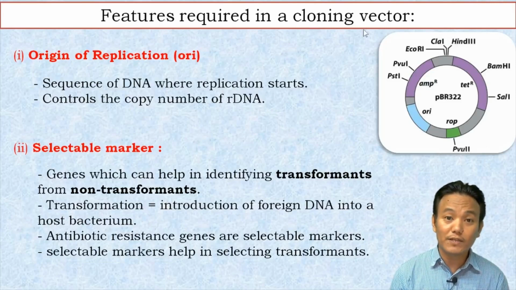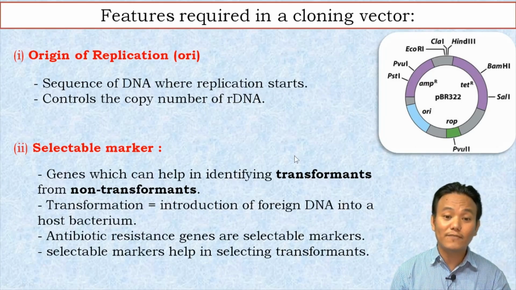Remember, the cloning vector does not belong to the host bacterium. Scientists are trying to introduce the cloning vector into the host bacterium. So for the host bacterium, the cloning vector is a foreign DNA. Now when the scientists try to introduce the cloning vector into bacteria, some bacteria take in a cloning vector, thus becoming transformants, and some bacteria fail to take in the cloning vector, thus remaining as non-transformants. Now how do we identify transformants from non-transformants?